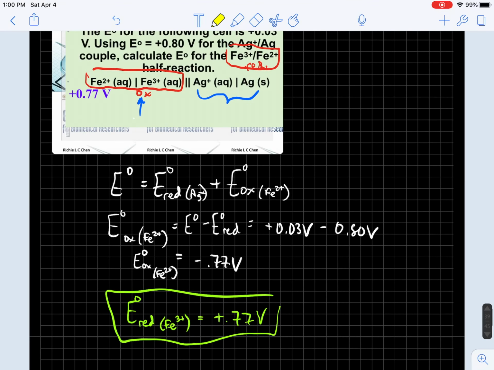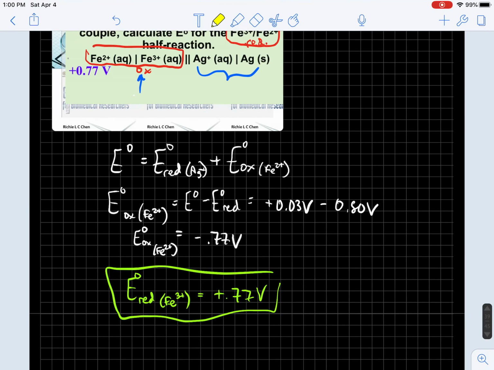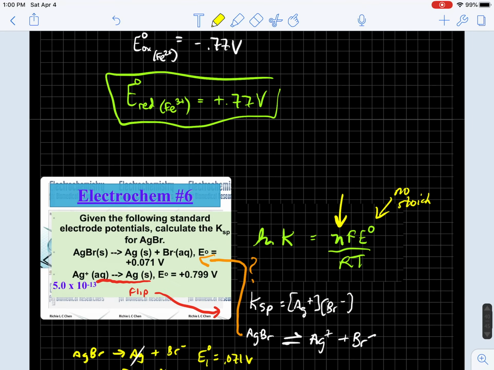So when we solve for oxidation, we get negative 0.77 volts, but they don't want the oxidation of iron 2, they want the reduction of iron 3, which is the opposite reaction. So we just change the sign, and we get 0.77 volts.